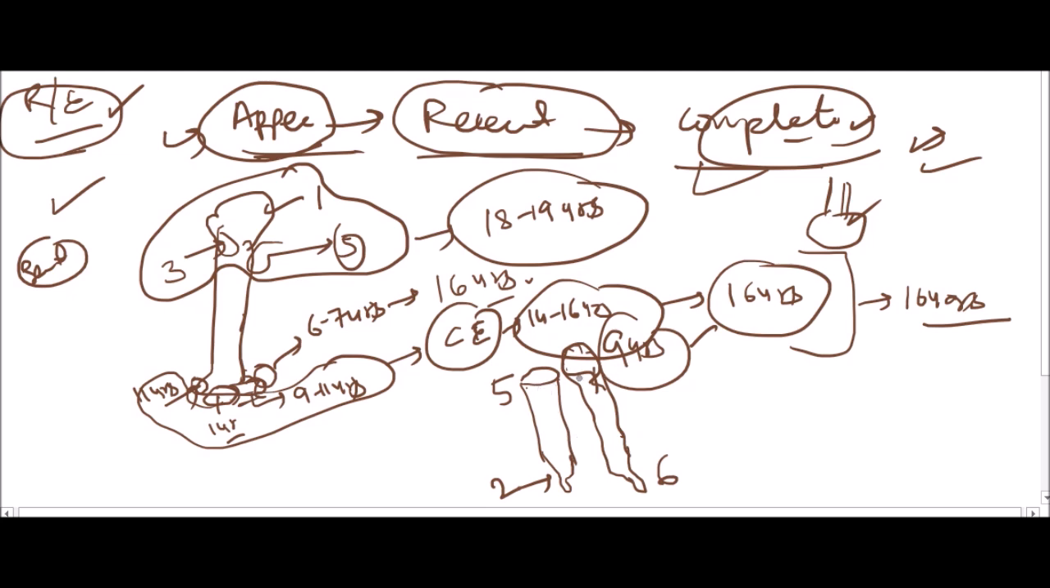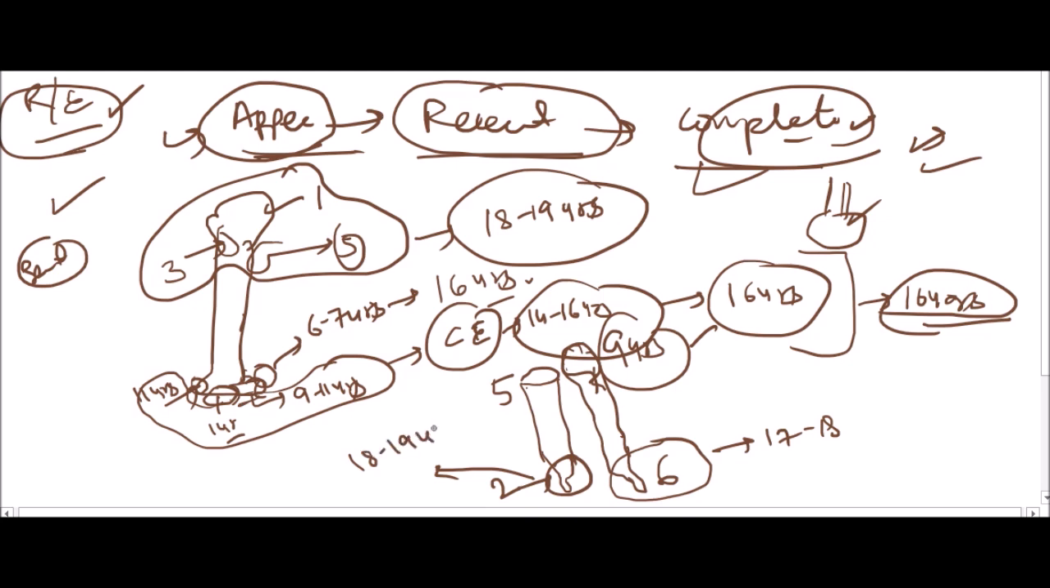Now these upper ends of radius and ulna unite with the shaft at the age of 16 years, and the lower end of ulna unites with the shaft at the age of 17 to 18 years, and lower end of radius unites with the shaft at the age of 18 to 19 years.